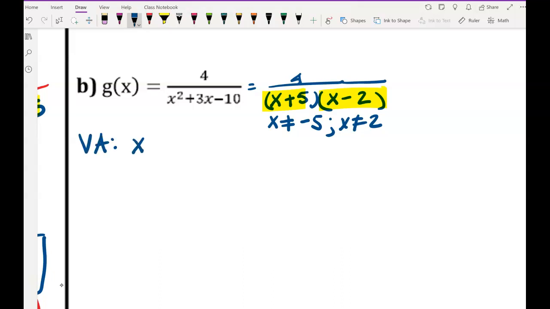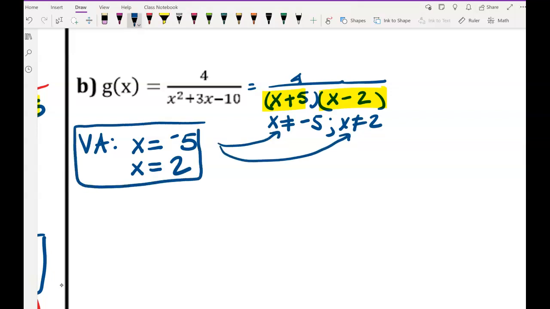And so take each and set it equal to 0. Vertical asymptote, guys, is going to be at x = -5, and vertical asymptote is going to be at x = 2. So this is the same process of how you solve a restriction, except that these are lines, so we have to say what they are equal to.